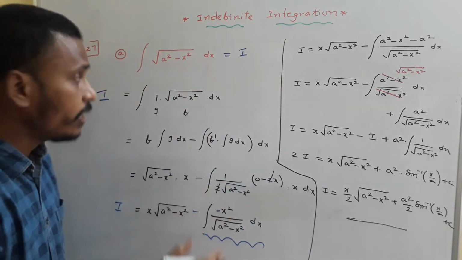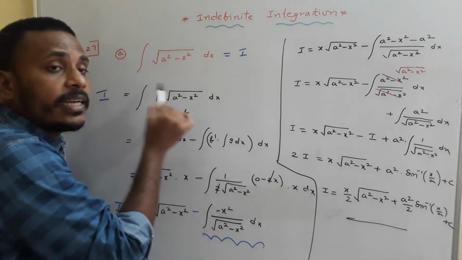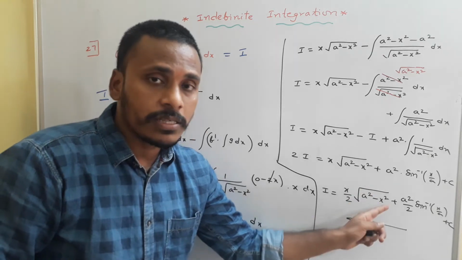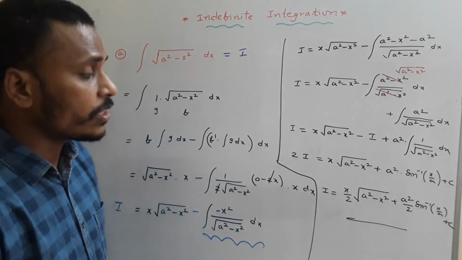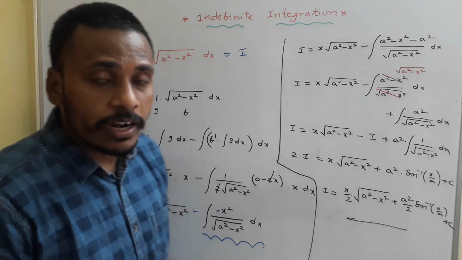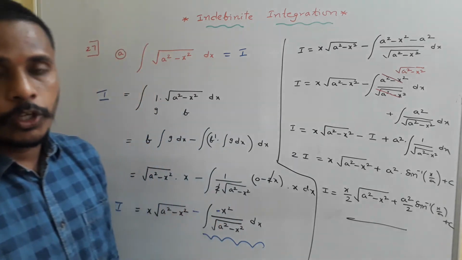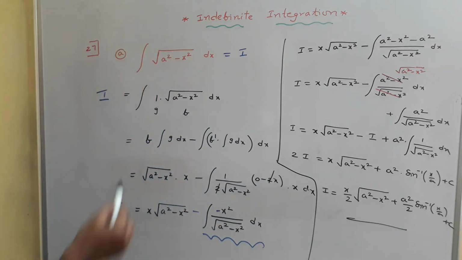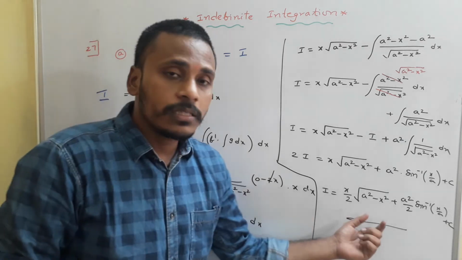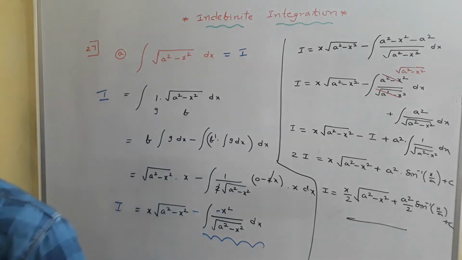So finally I is this integral root of a square minus x square dx, and that integral value is x by 2 into root of a square minus x square plus a square by 2 into sine inverse x by a. And this is just simply by using integration by parts. Already we did it using trigonometric substitution, but this time using integration by parts. At the end we need to memorize this integral value for root of a square minus x square as x by 2 root of a square minus x square plus a square by 2 sine inverse x by a.